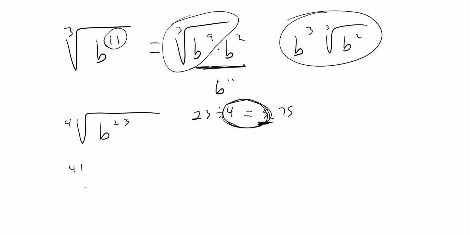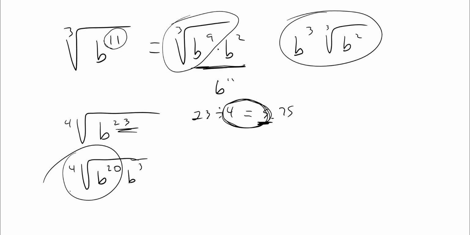So I really have b to the 20th and b to the 3rd, because I need to get up to 23. So the fourth root of b to the 20th is b to the 5th. And then what's left over? The fourth root of b cubed. And that's your answer.